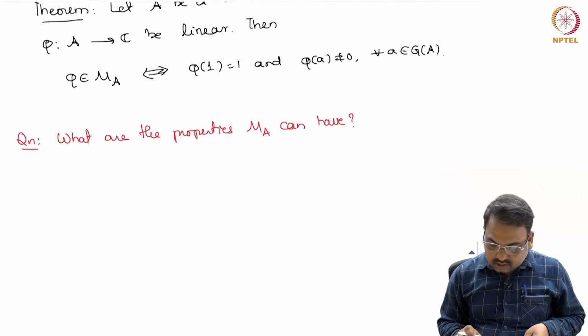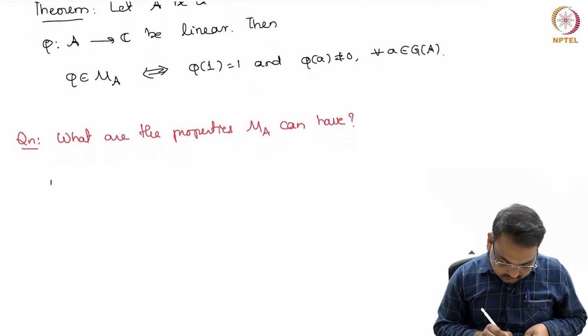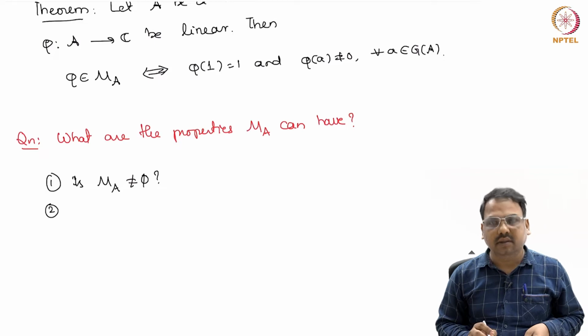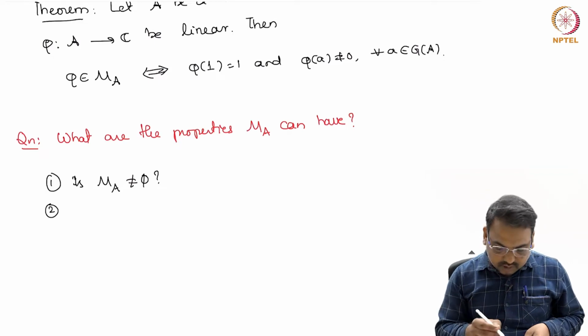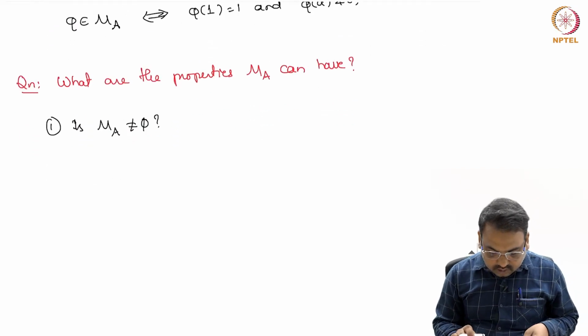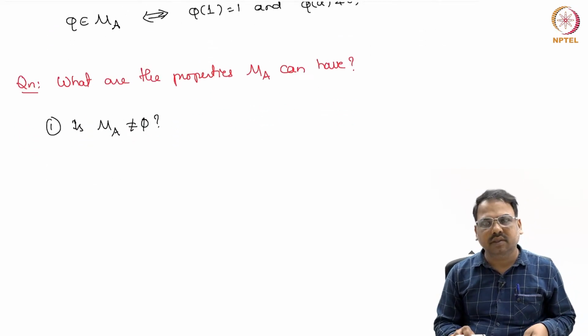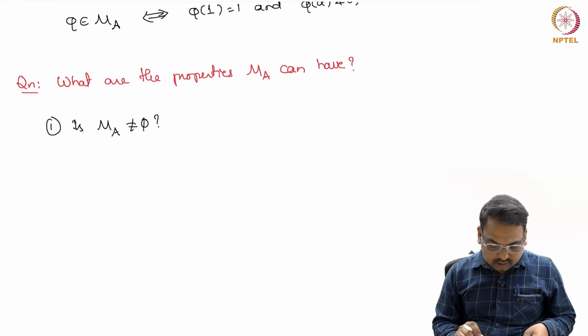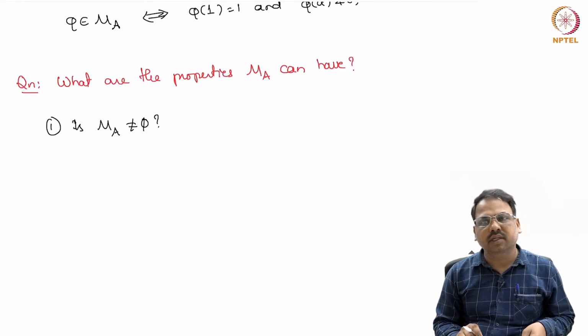The question we can ask is, is MA empty? Is MA non-empty? If it is non-empty, what can be said about MA? This is the question we can ask. In general, MA may be the empty set. We have seen the set of all 2 by 2 matrices. It doesn't have any maximal ideals, hence it cannot have any multiplicative linear functional.